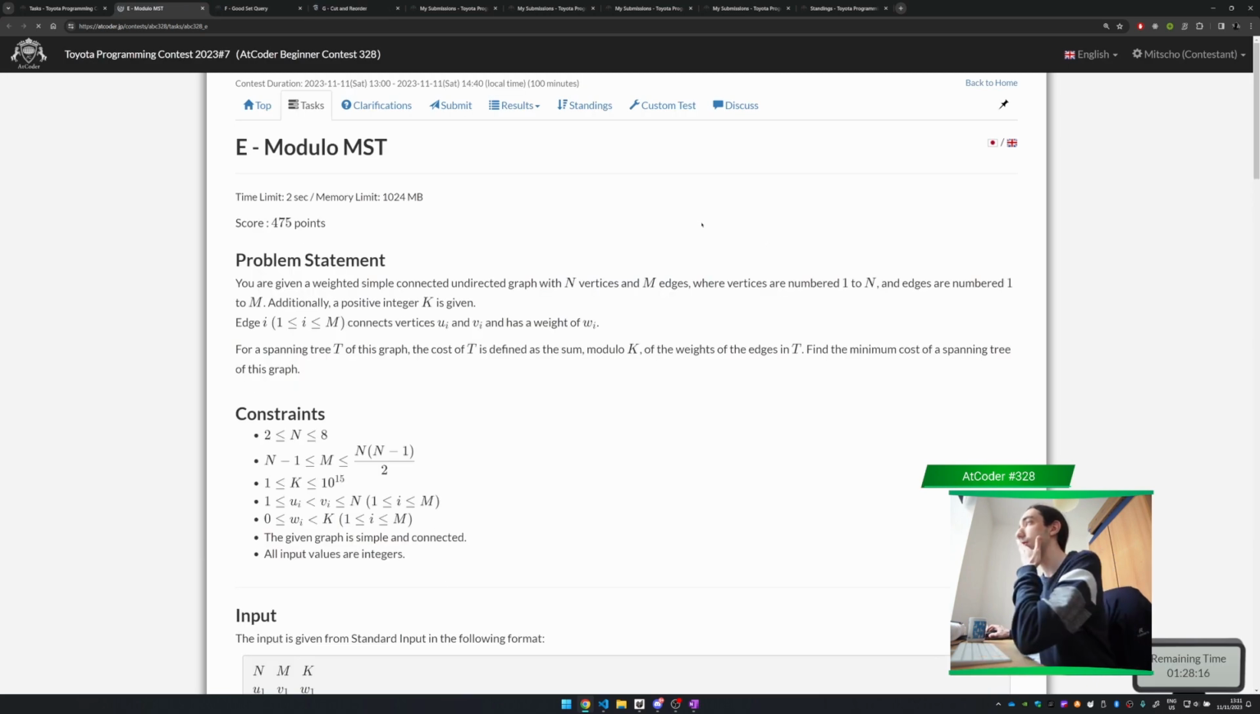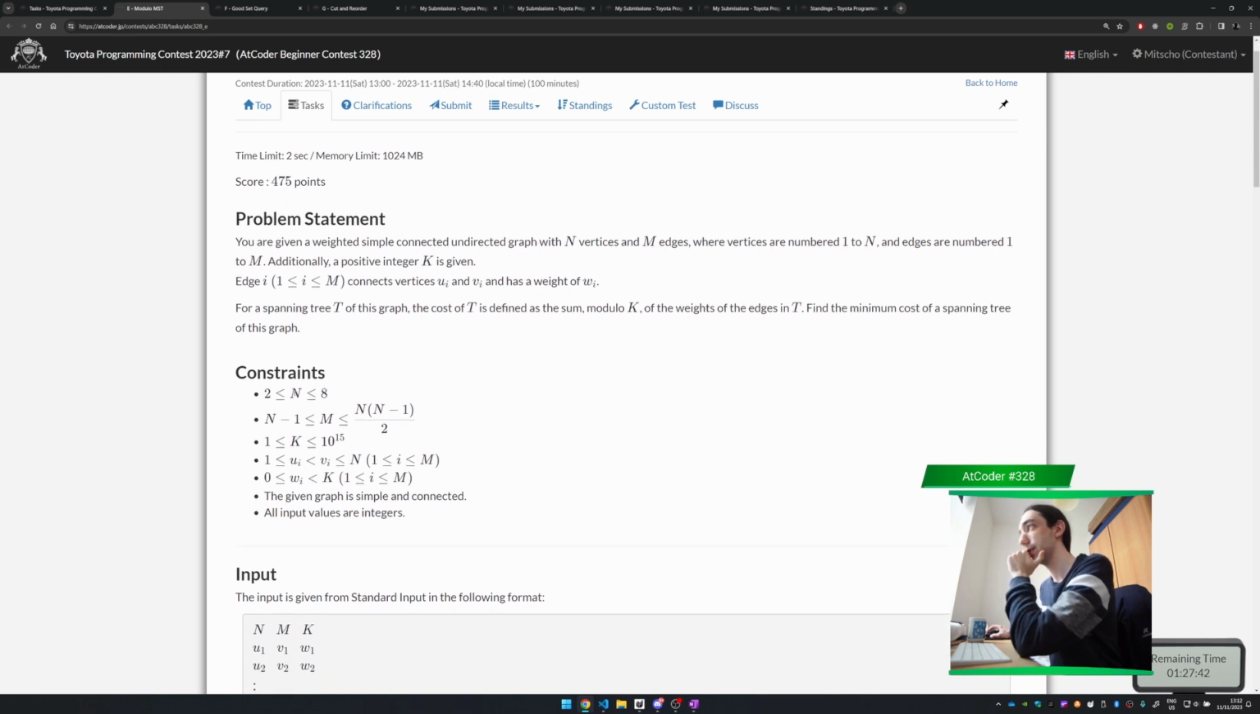Now we're given a weighted, simple, connected, undirected graph where vertices are numbered and edges are numbered. Additionally, a positive integer k is given. Edge i connects vertices u_i and v_i with weight w_i. For a spanning tree T of the graph, the cost of T is defined as the sum modulo k of the weights of the edges in T. Find the minimum cost of a spanning tree in the graph.